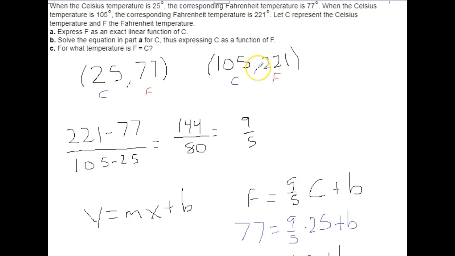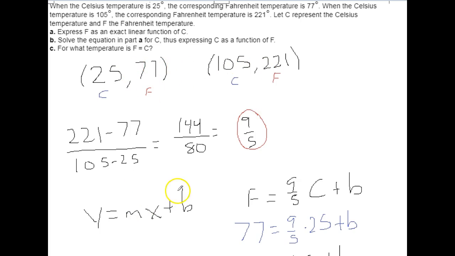And so if you have 2 points, you can find the slope between those points. And then our formula is to subtract the y values on top and then subtract the x values on bottom. And make sure you're using the same point first on both times. So since I'm doing 221 minus 77 on top, I have to start with this x value on bottom, 105 minus 25. And that reduces down to 9/5. And so we found the slope of a line that's connecting those 2 points.